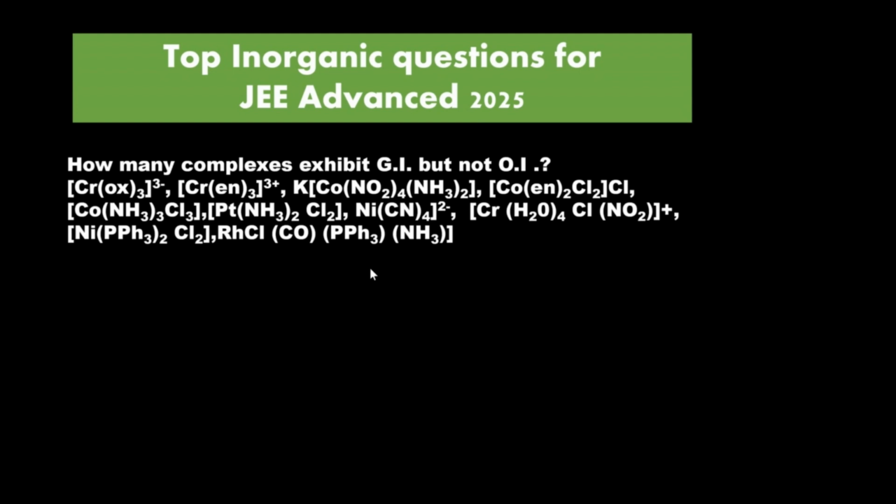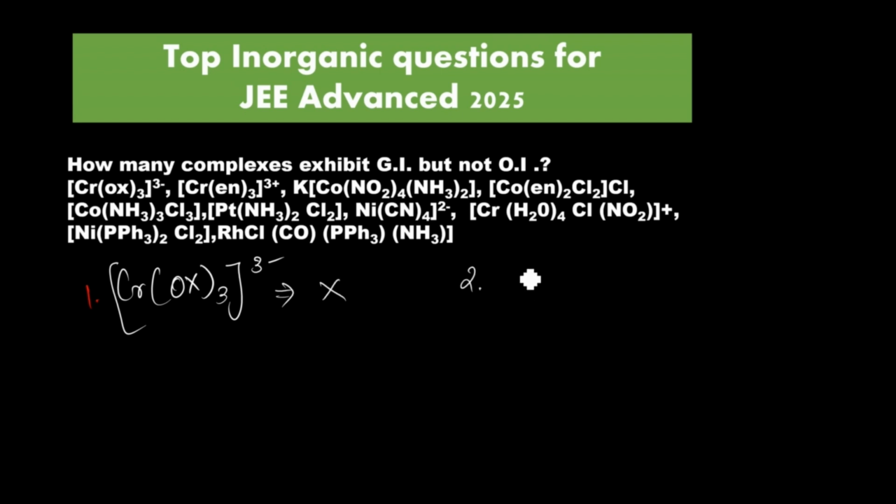This question is from coordination compounds. How many complexes exhibit geometrical isomerism but not optical isomerism? Okay, so here we have 1, 2, 3, 4, 5, 6, 7, 8, 9, 10 complexes. Let's take one by one. The first one, which is the chromic complex with oxalato, as you can see, which is not A3 type, AA3 type, right? So which is a bidentate ligand and which can't exhibit any type of isomerism.